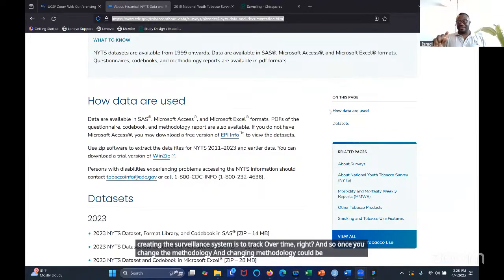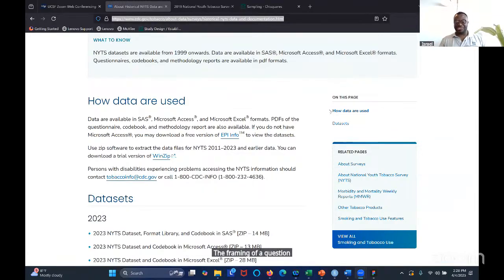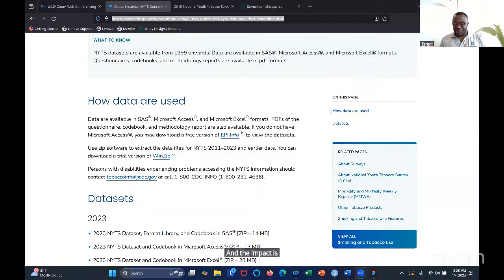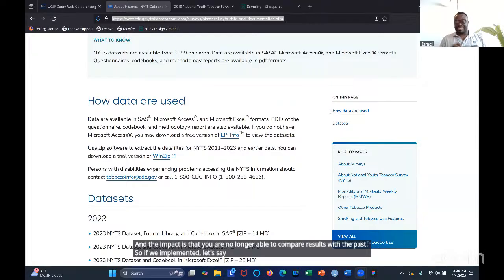And once you change the methodology, and changing methodology could be anything. It could be the framing of a question, the way you ask the question changed, or you added a response option, or like in BRFSS, historically we used to do BRFSS as landline surveys. And then in 2011, I believe we added cell phones, right? All of those things are methodologic changes. And the impact is that you are no longer able to compare results with the past. So if we implemented, let's say, a new way of collecting data or a new question or a new sampling methodology, we simply cannot compare results from that period versus the past.